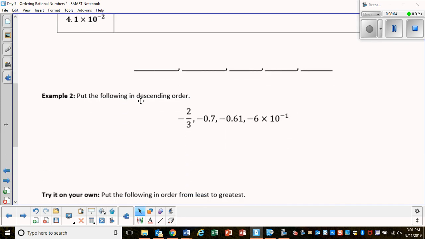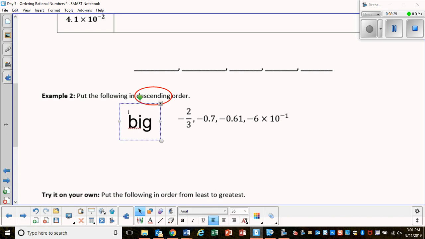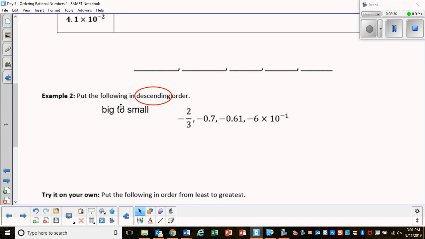Example 2, put the following in descending order. So like I said, we should be circling, boxing, highlighting, coloring, whatever we need to do to make sure we know what order. So descending means we are going from greatest to least, so big to small. Big to small. Let's make sure we know that. Big to small.